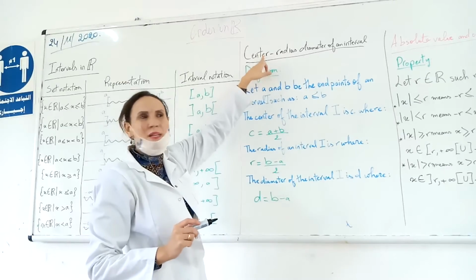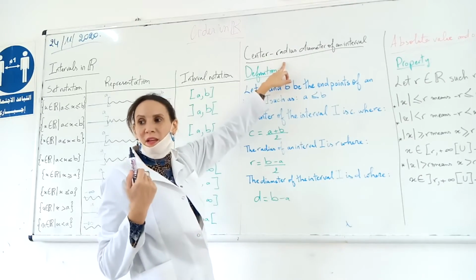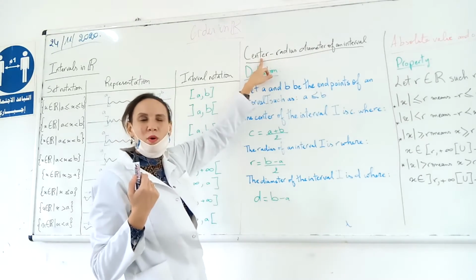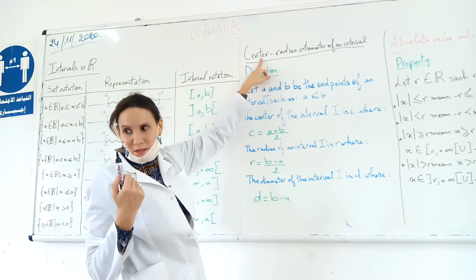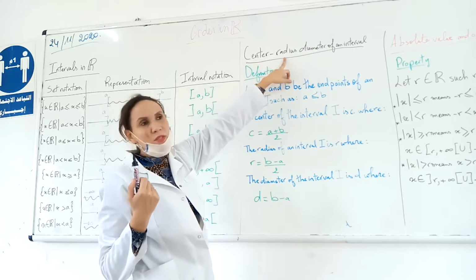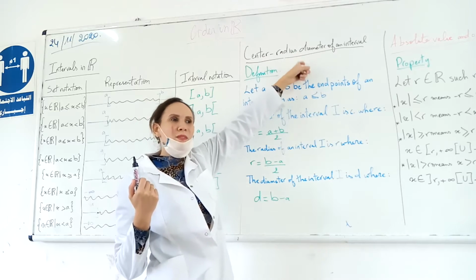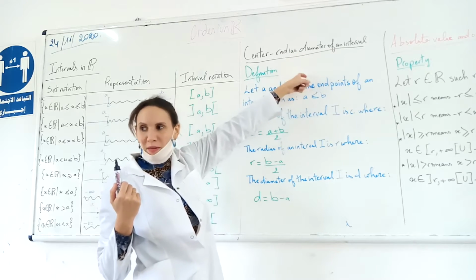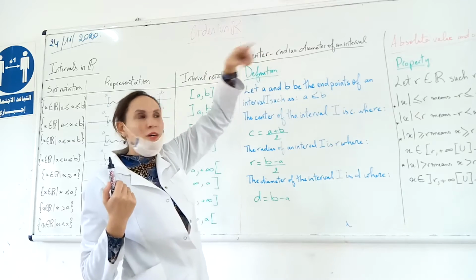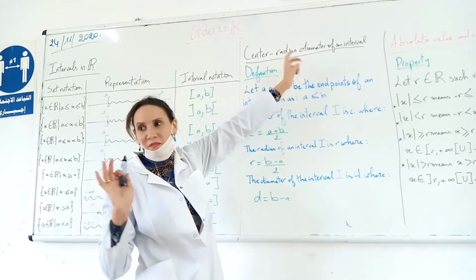You saw the center and radius last year. Center in Arabic is the center of the interval, and radius and diameter, but for the interval it is called the amplitude of the interval. Last year you found this in Arabic or I think in French.